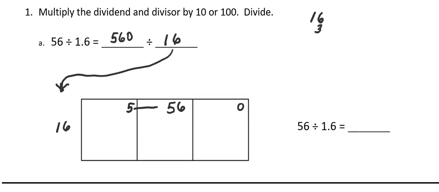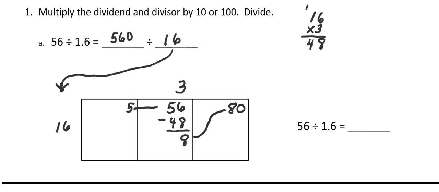So I'll do my multiplication off to the side here. 3 times 6 is 18. 3 times 1 plus 1 is 4. So we'll subtract 48 from 56. And we'll get 8 there. So I will put 3 above that box to show that I took out 3 groups of 16. And we'll move the 8 over.